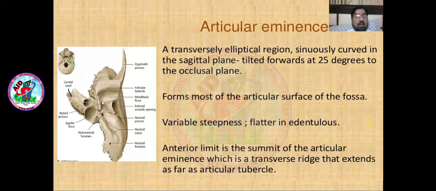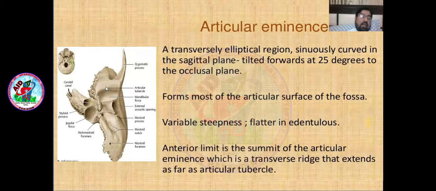This is elliptical in nature, and if you see it in the sagittal plane, it is slightly curved, 25 degrees to the occlusal plane. If you see that this is the occlusal plane, it is approximately 25 degrees here, and it is from most of the articular surface. This is the articular tubercle, this is the fossa, and that is the eminence or articular tubercle, which is right here.